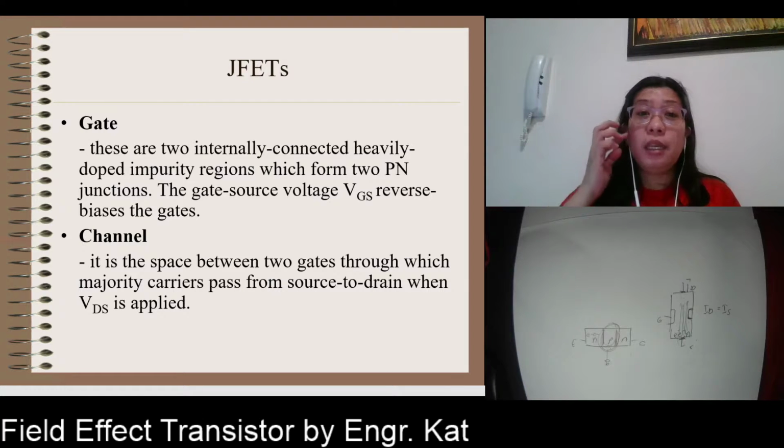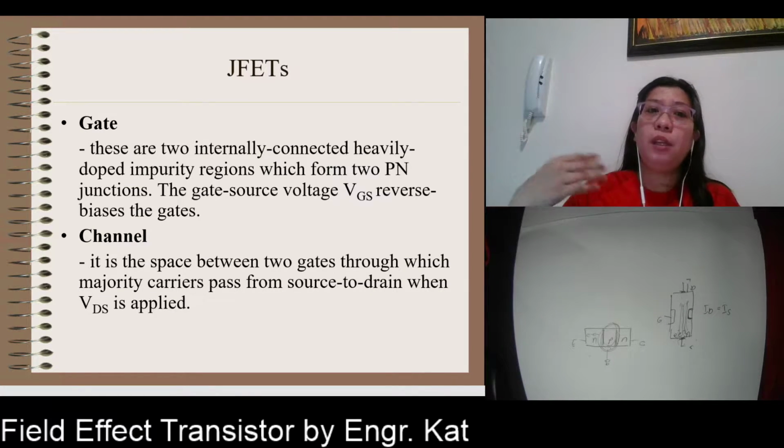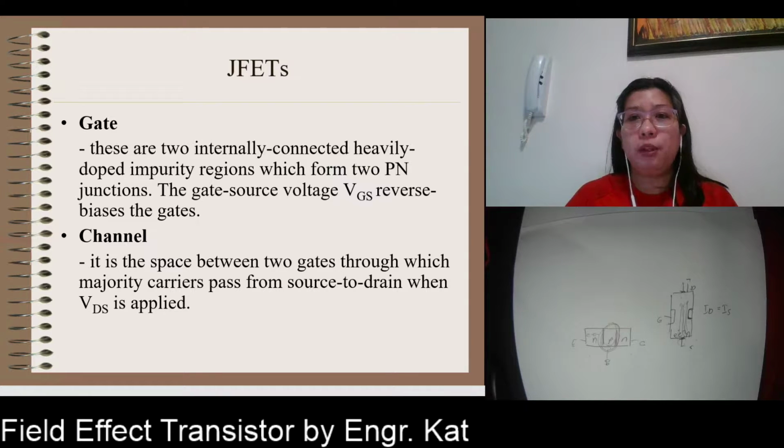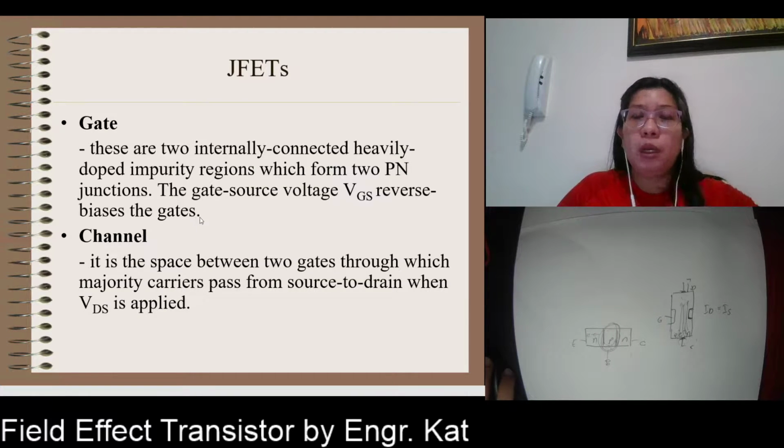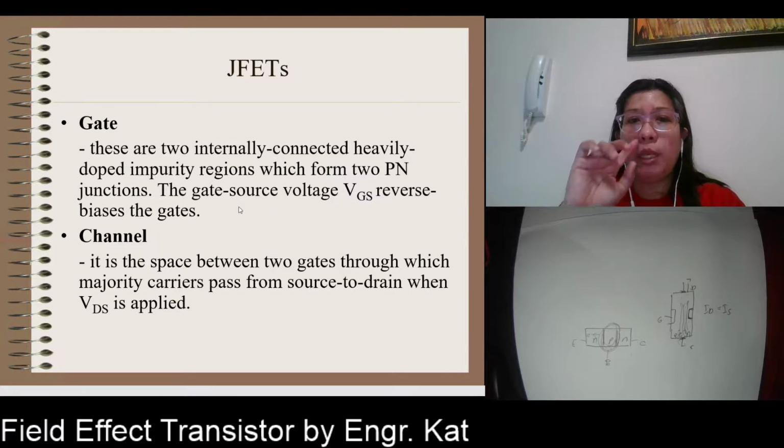So the gates are two internally connected, heavily doped impurity regions which form two PN junctions. So what do we mean by heavily doped? The gate to source voltage, or the VGS, reverse biases the gates. So our VGS must reverse bias your gate. Later on with the circuit, we will look at how we are going to place our sources so that your gate is always reverse biased.